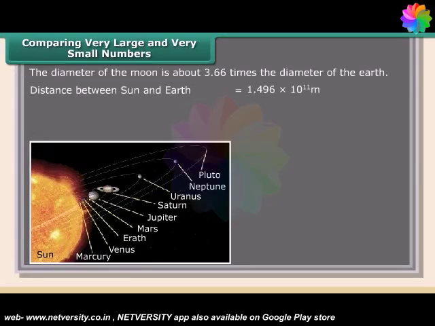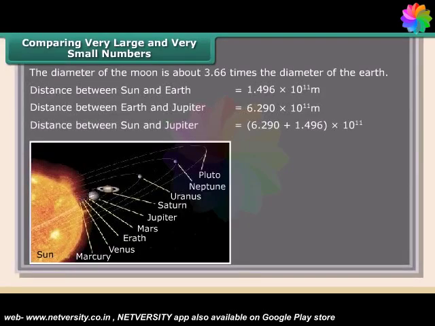Distance between Sun and Earth is 1.496 into 10^11 meters. Distance between Earth and Jupiter is equal to 6.290 into 10^11 m. Distance between Sun and Jupiter is equal to 6.290 plus 1.496 into 10^11, which equals 7.786 into 10^11 m.